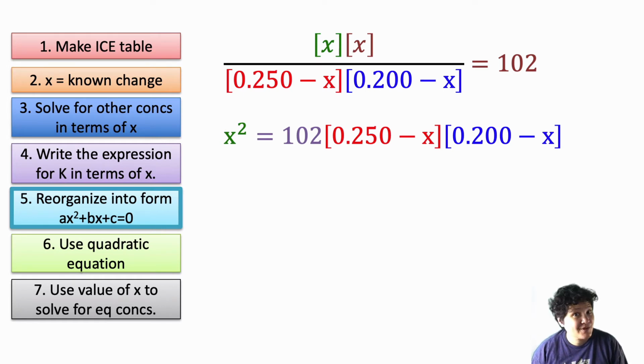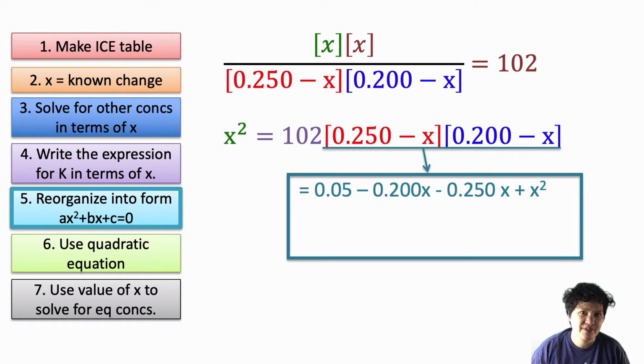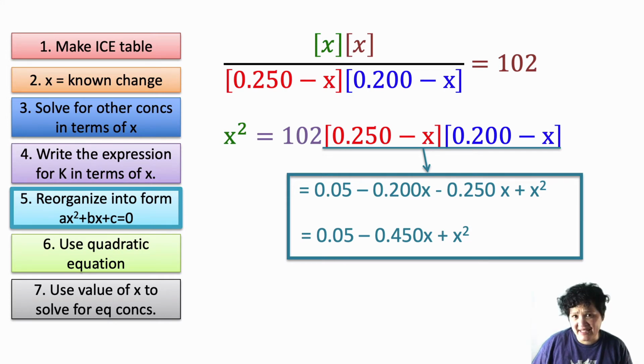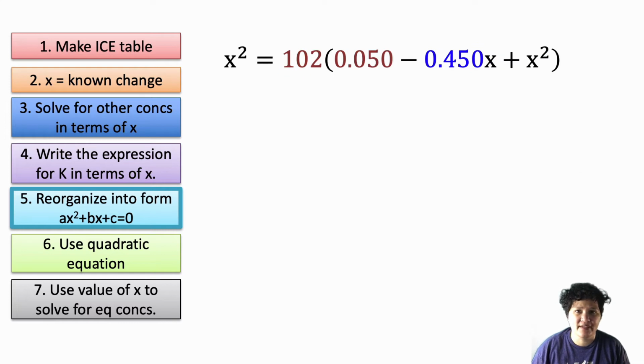So you remember how that works? You multiply the first term in each parentheses, then the outer ones, then the inner ones, and then the last ones multiplied together. So we end up with 0.05 minus 0.200x minus 0.250x plus x squared. Of course, you can simplify that and get this expression here. So let's take that and plug it back into the green underlined area, and this is what we get.